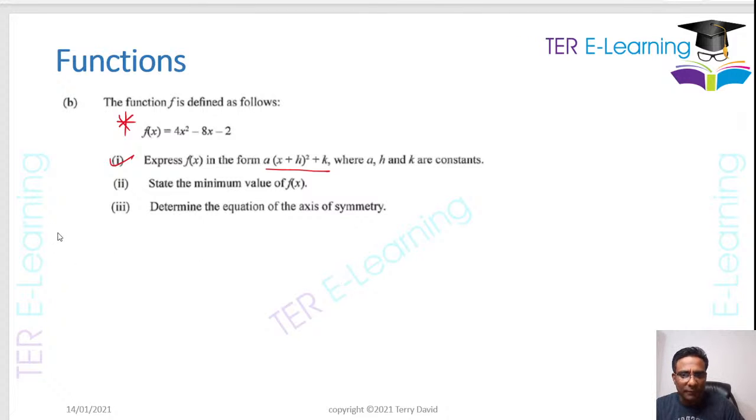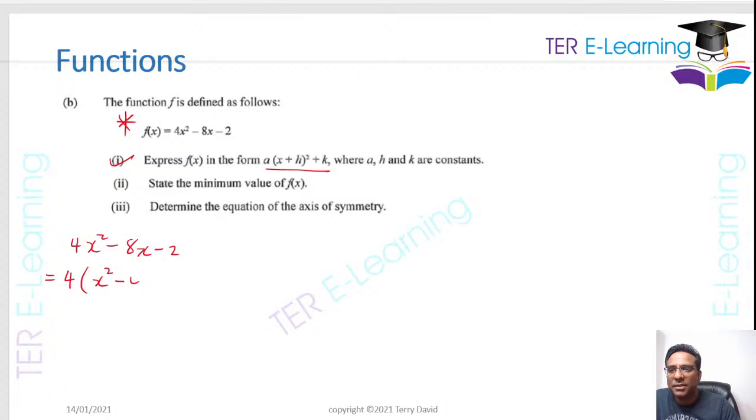So let's start off. Let's go with 4x squared minus 8x minus 2. Essentially what we are doing is completing the square. Now what I could do here is first remove this 4. This is the second method I showed you yesterday. So this is x squared minus, let's get my eraser, this should be 2.